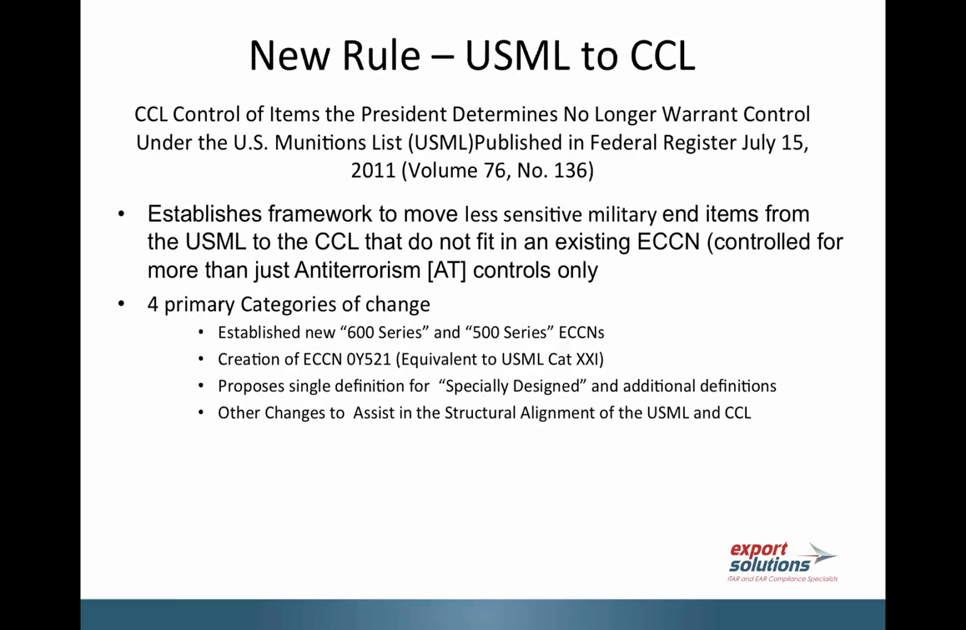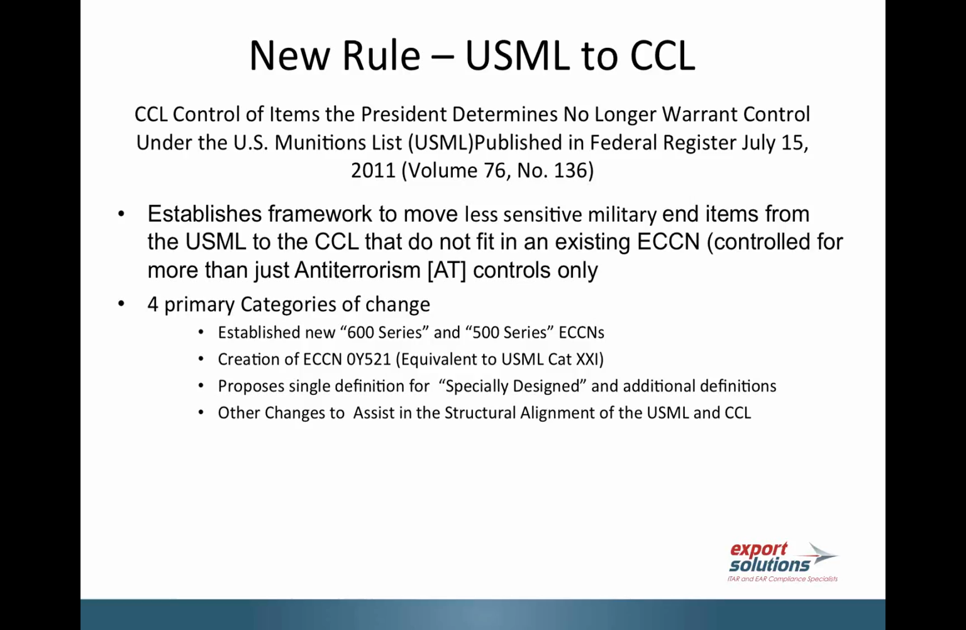Okay, the new rule is to move items from the U.S. munitions list to the commerce control list of the EAR, and essentially that first statement there explains how it was published and when in the Federal Register, and that's what it's called. The control of items the President determines no longer warrant control under the U.S. munitions list. Okay, as we said, it establishes a framework to move less sensitive military end items from the USML to the CCL that don't fit into an existing ECCN in the EAR, and basically controlled for more than just anti-terrorism controls. So that's one of the goals there.